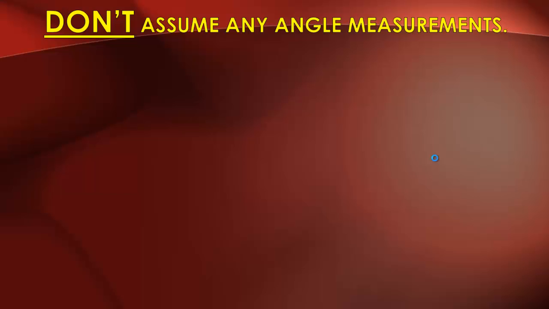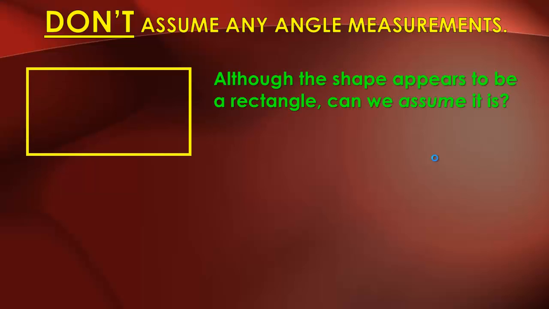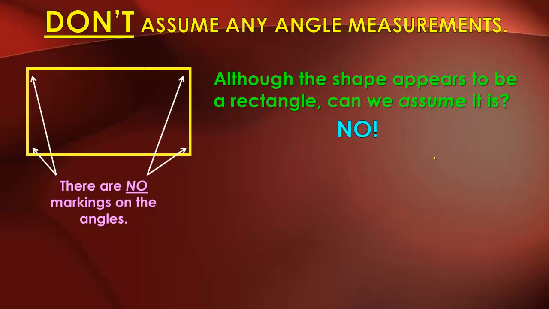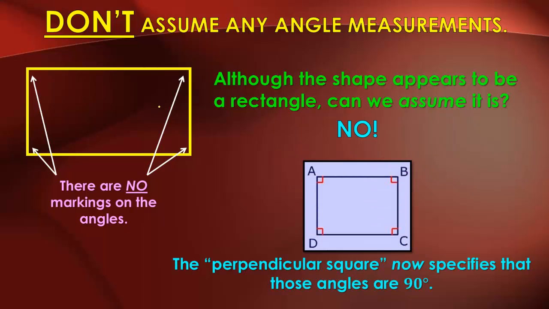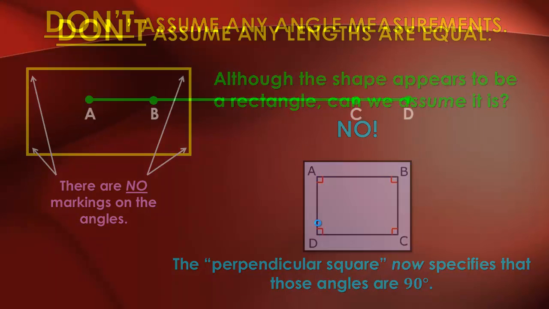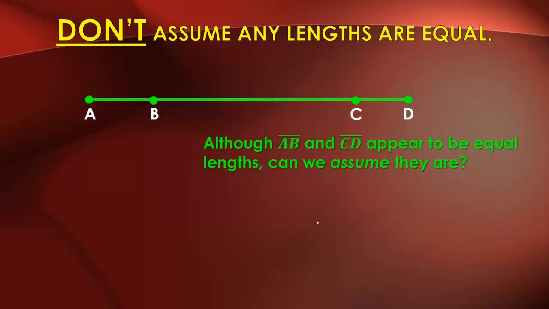Don't assume any angle measurements. Although that shape looks like a rectangle, can you assume it is? No. There aren't any markings in the corners to tell you that those are 90-degree angles, which they would have to be if it's a rectangle. Now, if you put these squares in the corner, that tells you that those lines are perpendicular and those are 90-degree angles. So now that we have that information, we would be able to say that it was a rectangle.